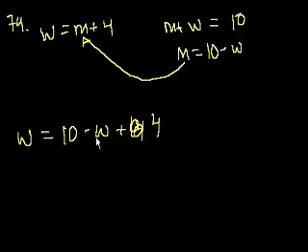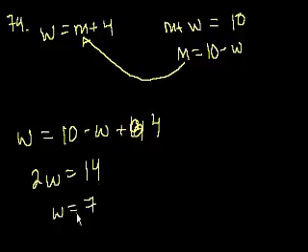So let's add w to both sides. So you get 2w is equal to 10 plus 4, which is equal to 14. W is equal to 7. There are 7 women on the board, so that's D.